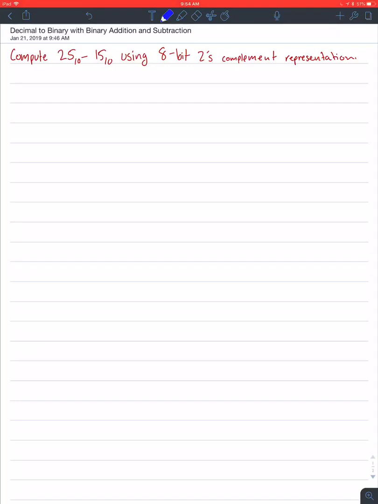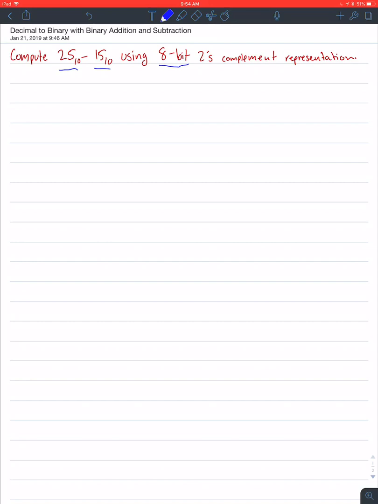Alright, some nerds in this question are asking you to compute 25 base 10 minus 15 base 10 using 8 bits 2's complement representation. So what is this asking you to do? It's asking you basically first you need to convert this number and this number to 8-bit. Okay, that's our first step. And then we need to subtract them.